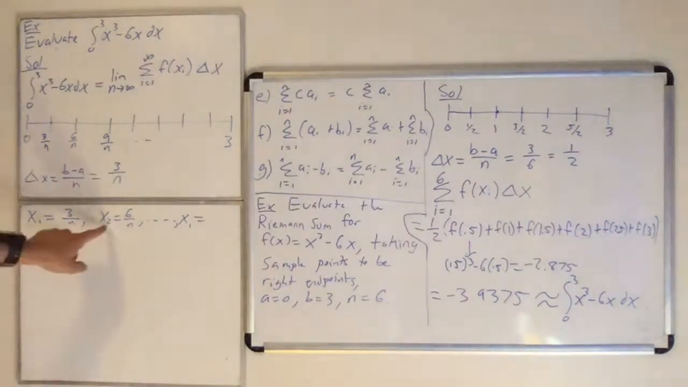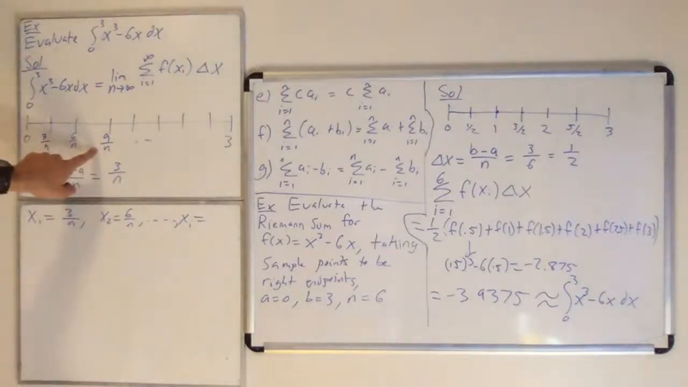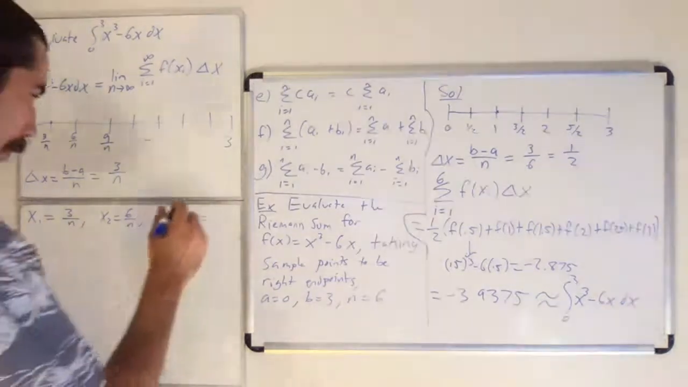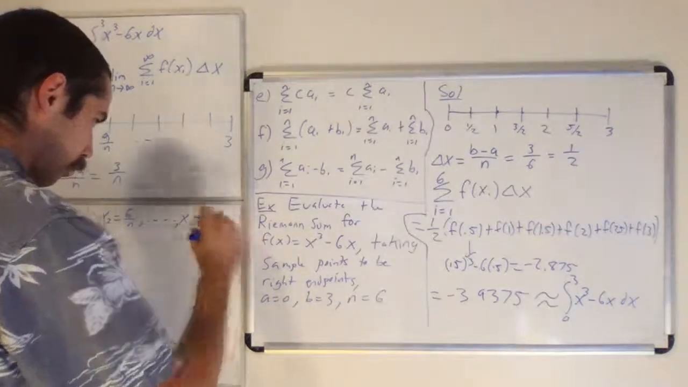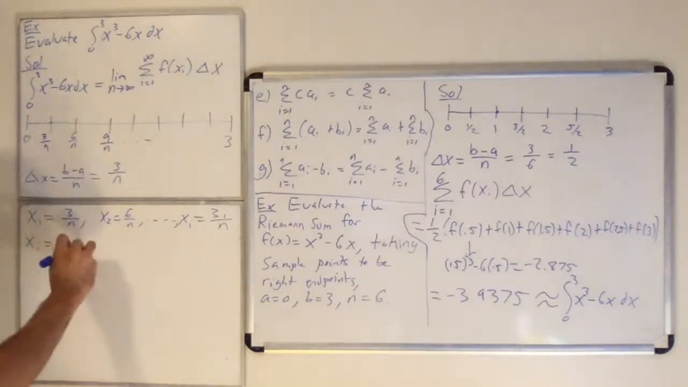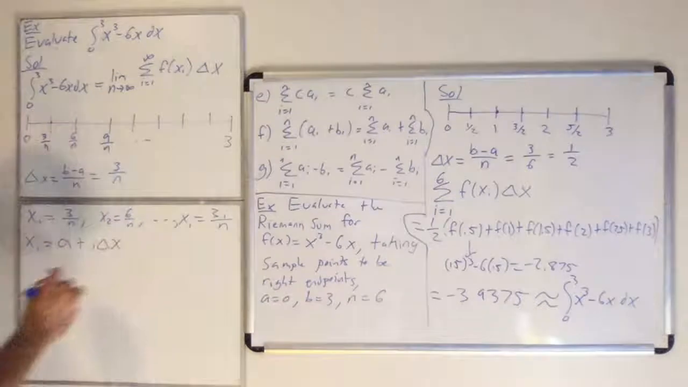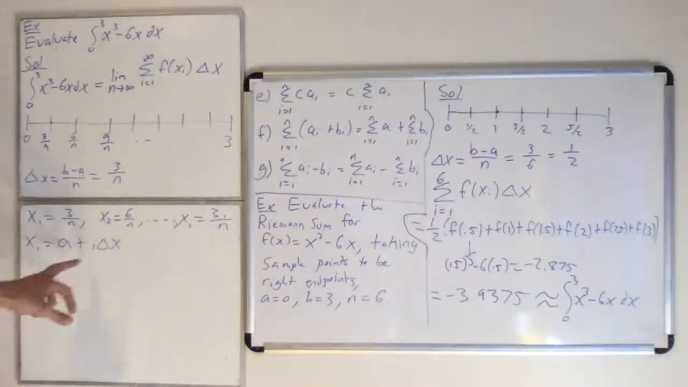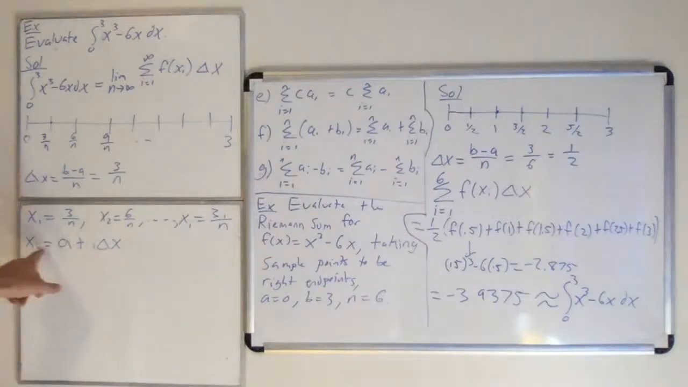The first one is 3 over n. The second one is 6 over n. The third one is 9 over n. The ith one would be 3i over n. And in general, so for your notes, x sub i is equal to a plus i delta x. This is how you would check your answer in general if you can't see a pattern. a is 0, i is just going to be i, and delta x we already found is 3 over n.